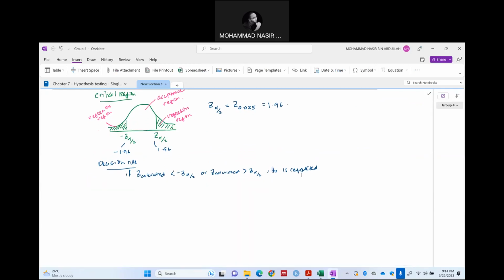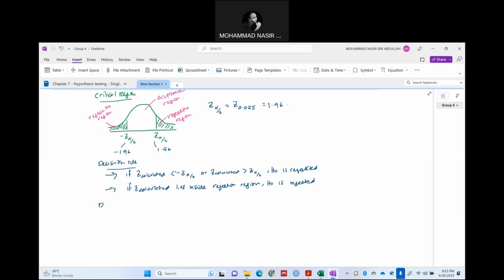Or in other words, we can say that if Z calculated lies inside the rejection region, the null hypothesis is rejected. So this is basically the formal way to state the decision rule. This is for your understanding. If Z calculated lies inside the rejection region, the null hypothesis is rejected.